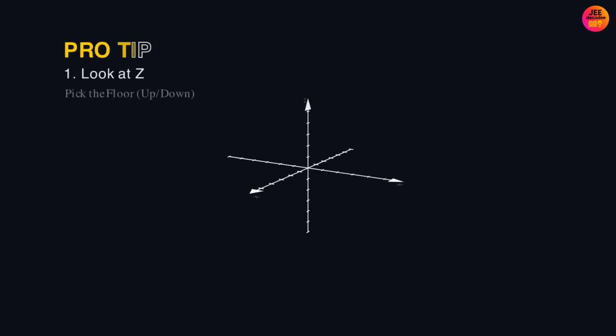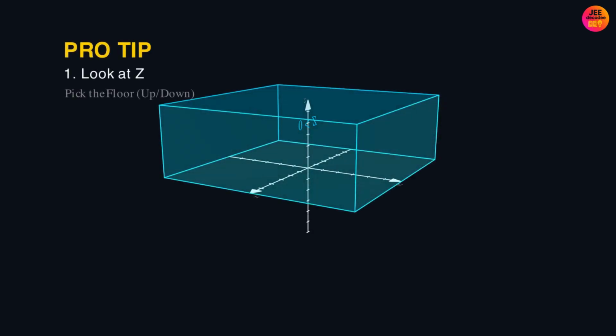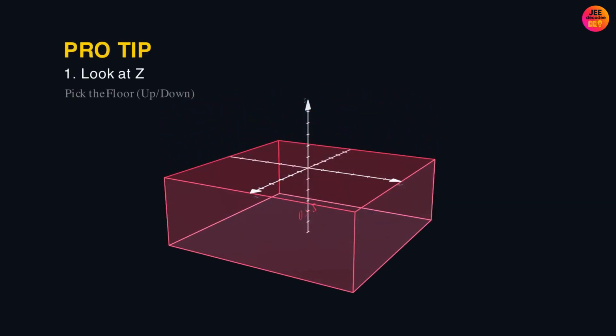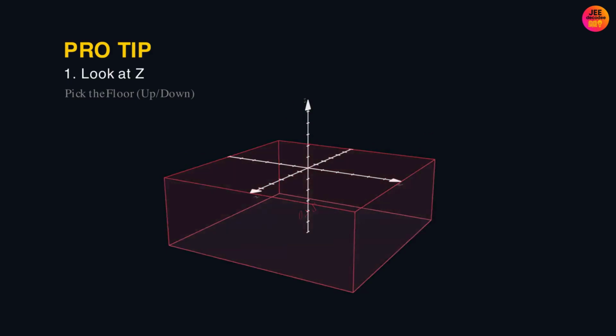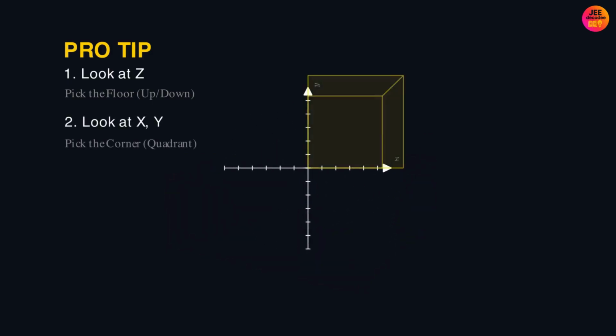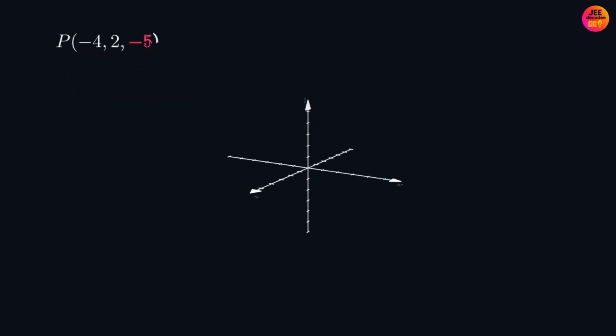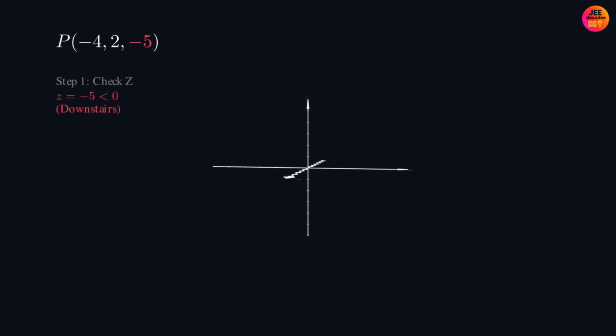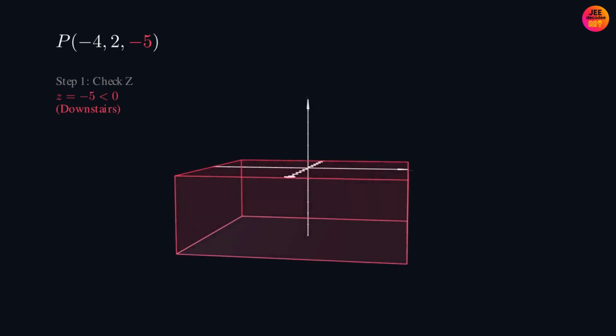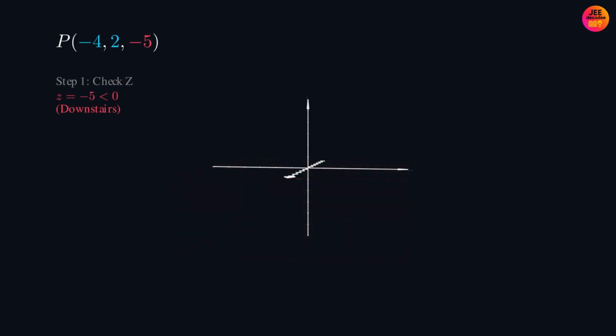Here is a pro tip to choose the octant of a point by its coordinates. Look at z to pick the floor, up or down. Then look at x and y to pick the corner. Let's test it immediately. Consider the point P (-4, 2, -5). Step 1. Look at z. It's -5, which is negative. So we take the elevator downstairs to the bottom level. We instantly know our answer must be octant 5, 6, 7, or 8.